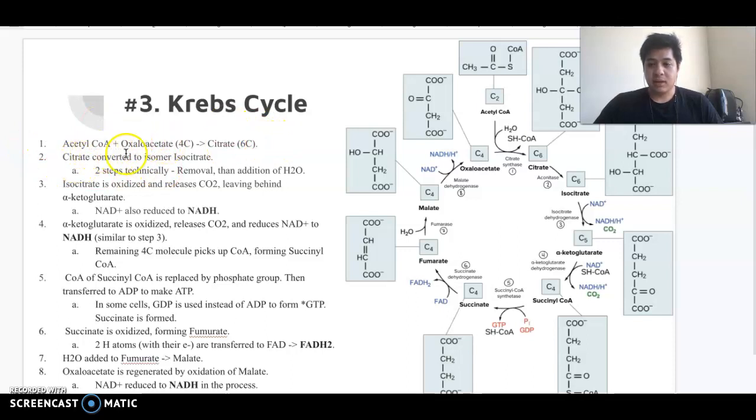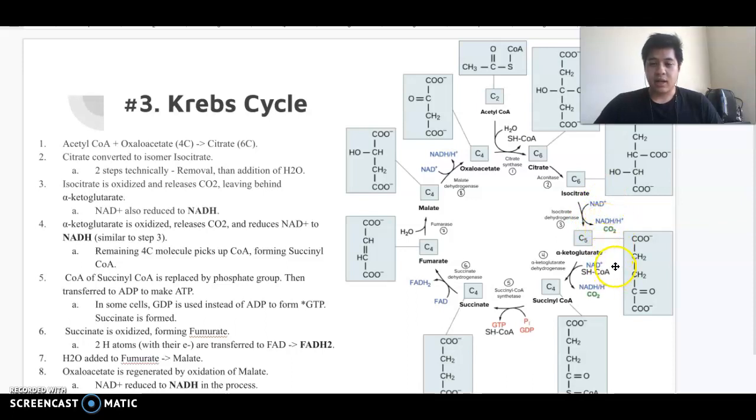In step 2, the citrate is converted to its isomer, isocitrate. This is 2 steps, not step 1. There's a removal and then an addition of H2O. In step 3, the isocitrate is oxidized and releases CO2, leaving behind alpha-ketoglutarate, as you can see here. NAD+ is also reduced to NADH in this step, as you can see down here.